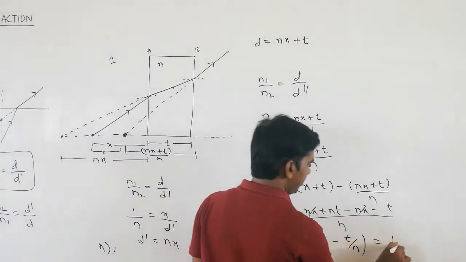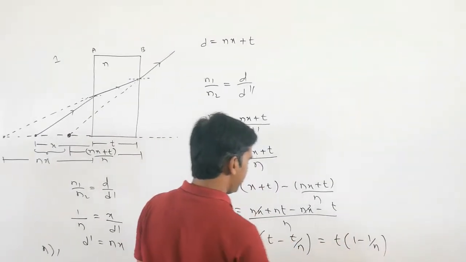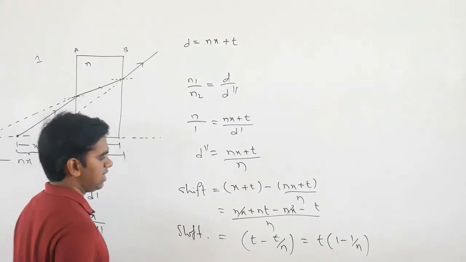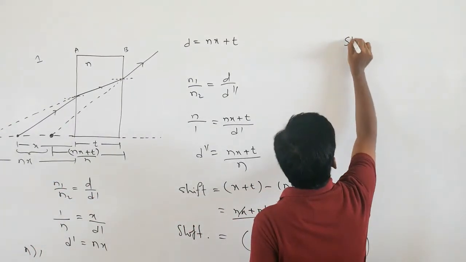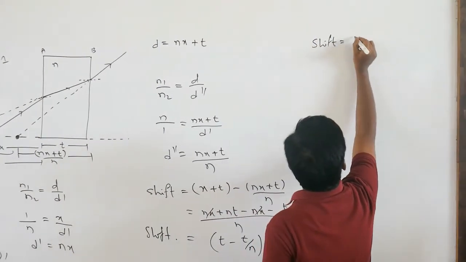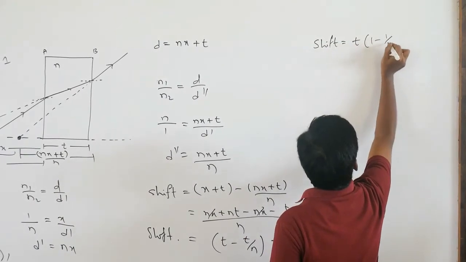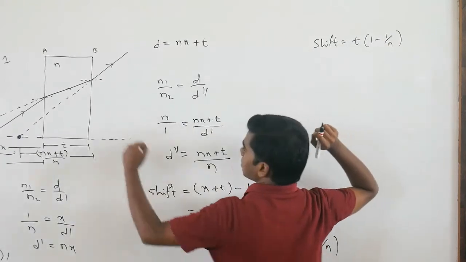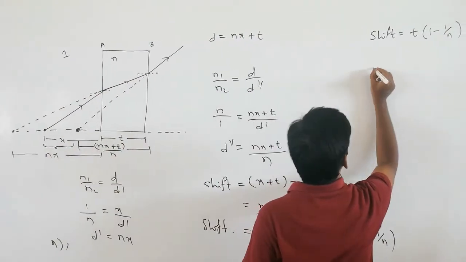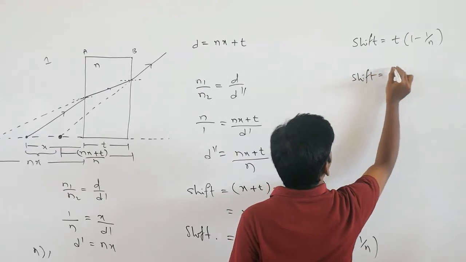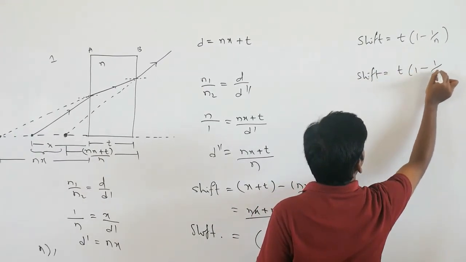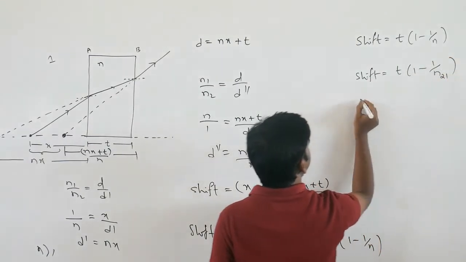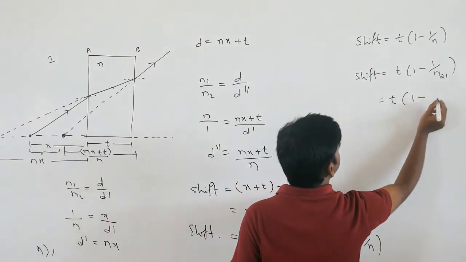So your formula becomes t into 1 minus 1 divided by n. So this is what we shift due to the glass slab, or in general I can write it as shift is equal to thickness of the glass slab into 1 minus 1 divided by n. If you take this as a relative refractive index, if suppose the outside medium is not air, what can you write? You can write shift equals T into 1 minus 1 divided by the refractive index of the second medium with respect to the first medium, or thickness into 1 minus.